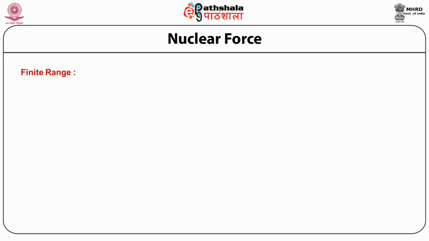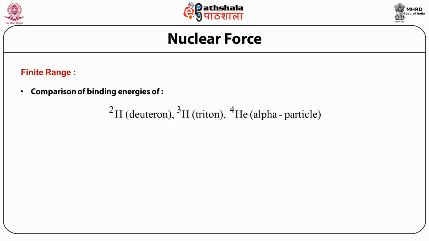Now, as we all know, experimentally we can measure the binding energies of nuclei. Binding energies are nothing but the energies due to nuclear potential. Now in this case, if we compare the binding energies of deuteron, tritium, and helium: deuteron has two particles, one proton and one neutron. Tritium has three particles, two neutrons and one proton. And helium has four particles, two protons and two neutrons within the nucleus.